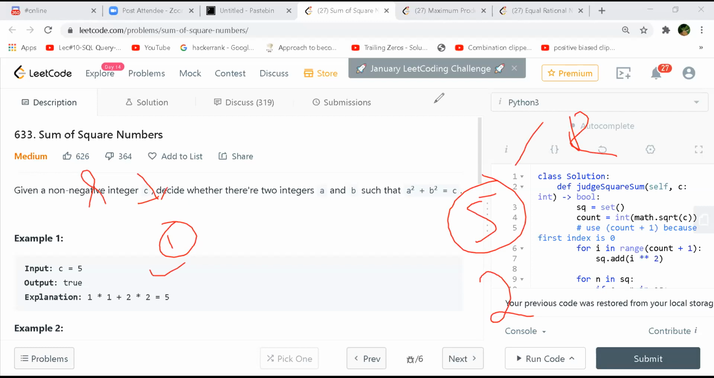If sum is greater than c, then right will go down, minus minus. If sum is less than c, then left will go up, plus plus. That should work, right? It works, but I'm trying to understand why it worked.